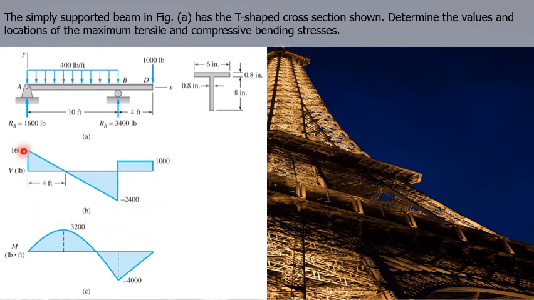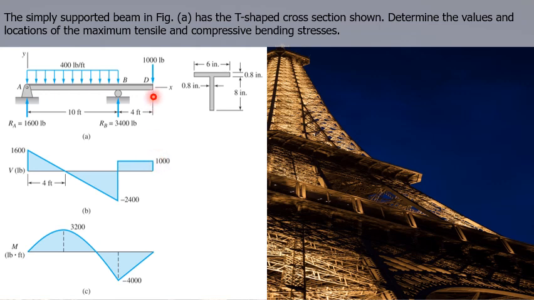Now, how do we connect these 2 points? We simply connect them with a straight line. And at point B, we have an upward support reaction equal to 3,400 pounds. So that means we add negative 2,400 and positive 3,400, which is equal to positive 1,000. And going from point B towards point D, there is no loading. That means we have a uniform 1,000 from point B to point D.